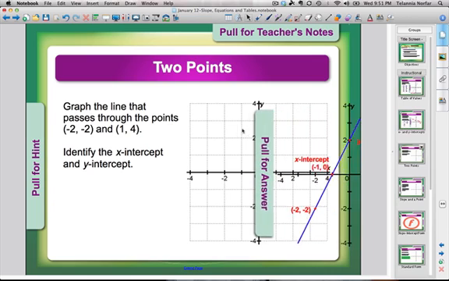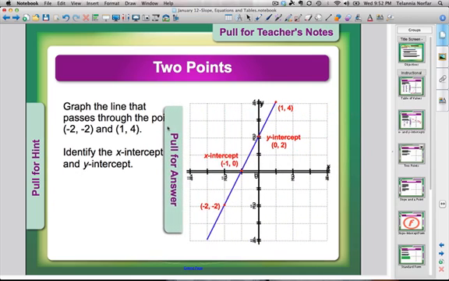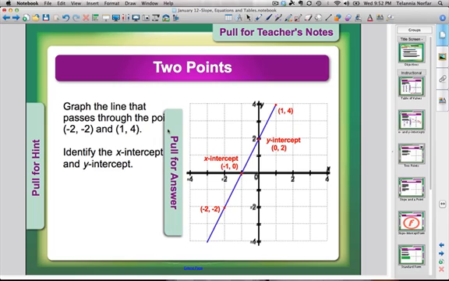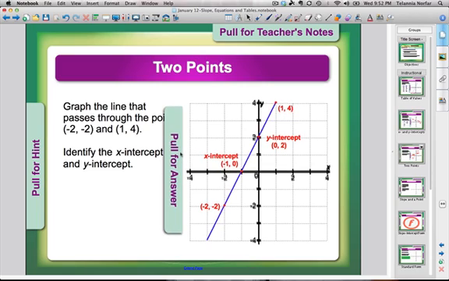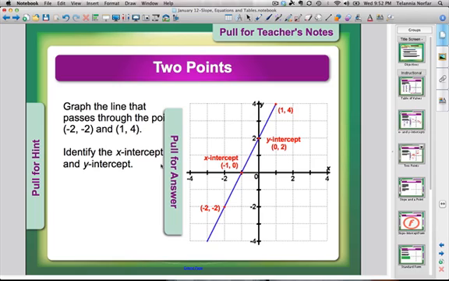Let's see if you got the answer correct. Again, you should have plotted the points and then drawn a line and seen where the line crossed the x and y axis, because the hint said that the x-intercept is where it crosses the x-axis and the y-intercept is where it crosses the y-axis. The x-intercept crosses right here at -1, so we write that as -1, 0. And the y-intercept crosses at 2, and we write that 0, 2.